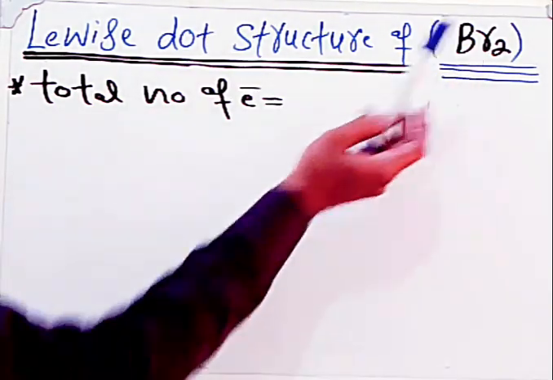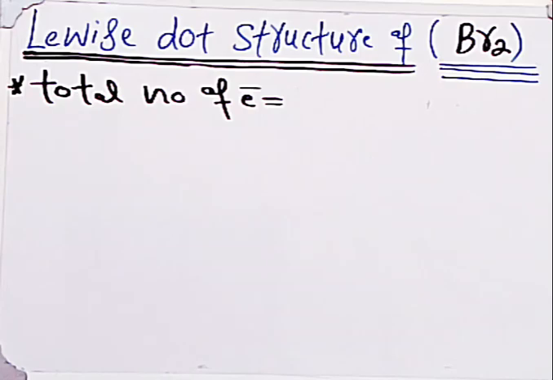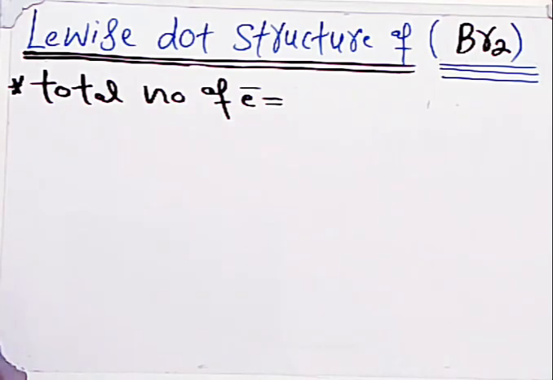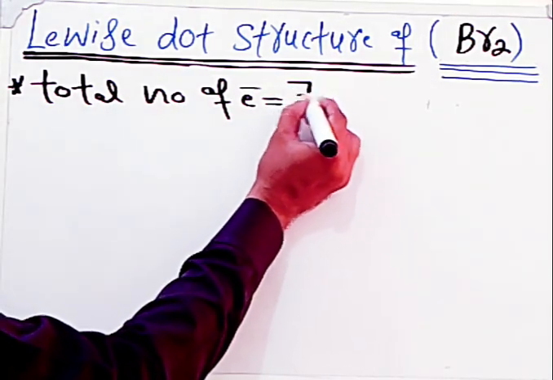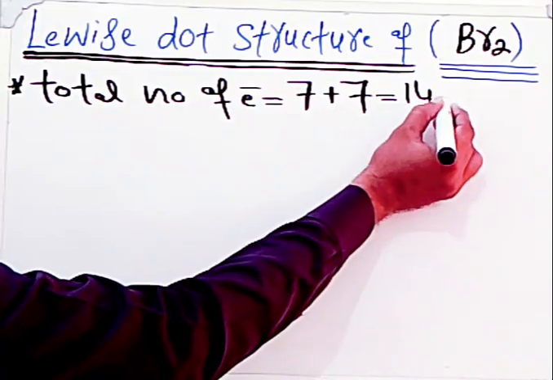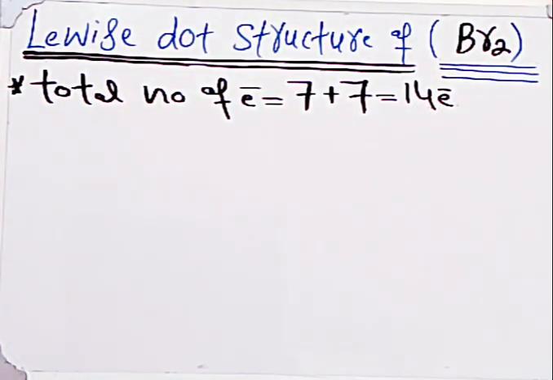Students, we know that bromine is present in group 17, which is sometimes known as group 7. So every bromine atom provides 7 electrons. So students, we have a total of 14 electrons, and we have to distribute these 14 electrons between two bromine atoms.